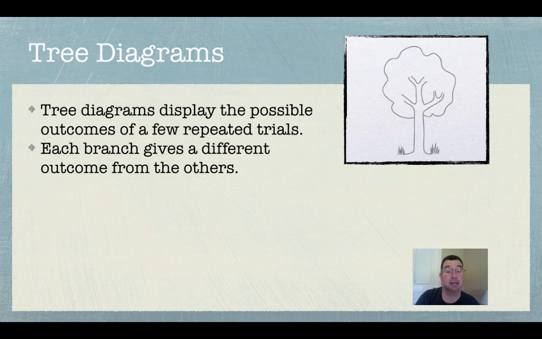repeated trials. And each branch will give a different outcome from the others. So if you follow a different trail along the tree diagram, you'll have a different outcome from all of the others. So let's say I'm flipping a coin.